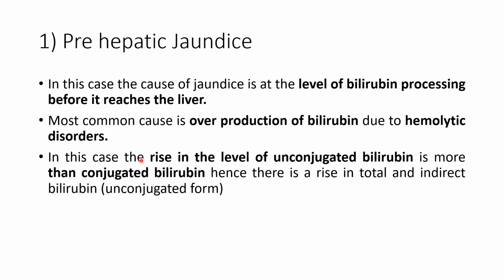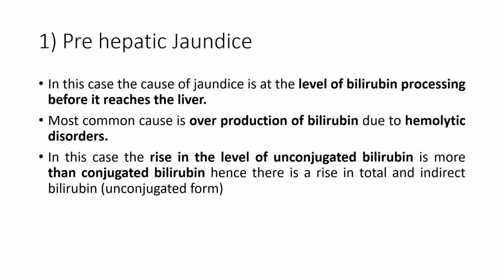In this case, the rise in the level of unconjugated bilirubin is more than conjugated bilirubin and hence there is a rise in the total and indirect bilirubin, that is the unconjugated bilirubin will be very high because of these hemolytic disorders.